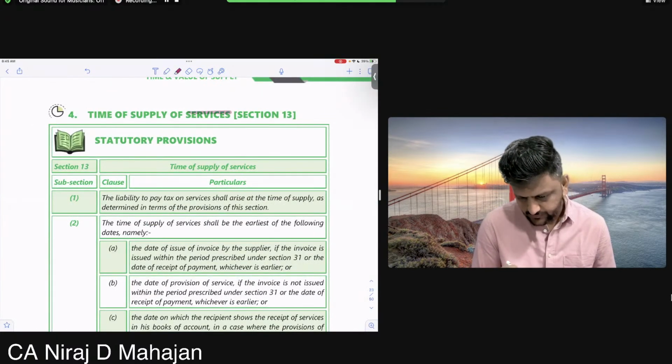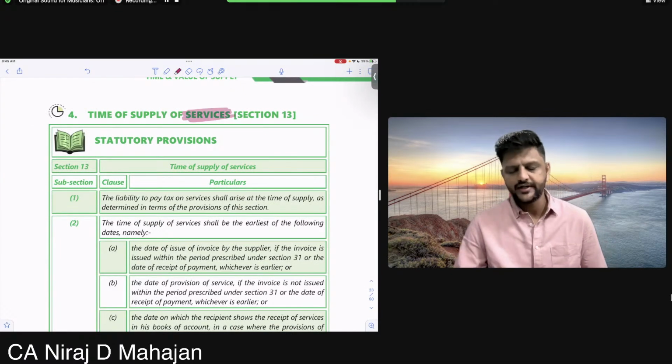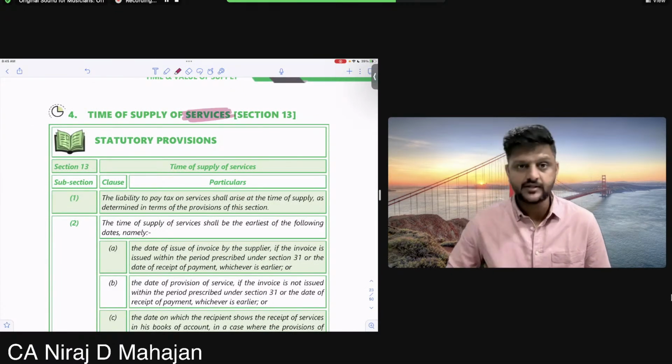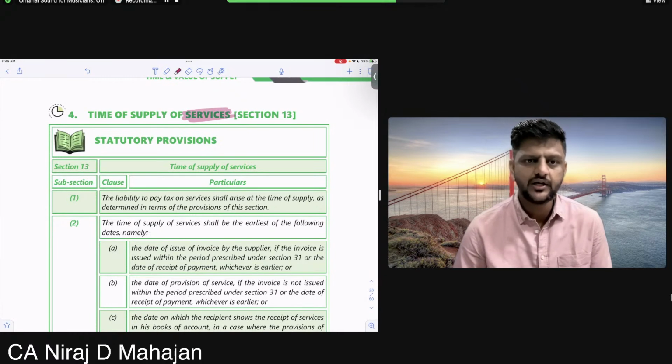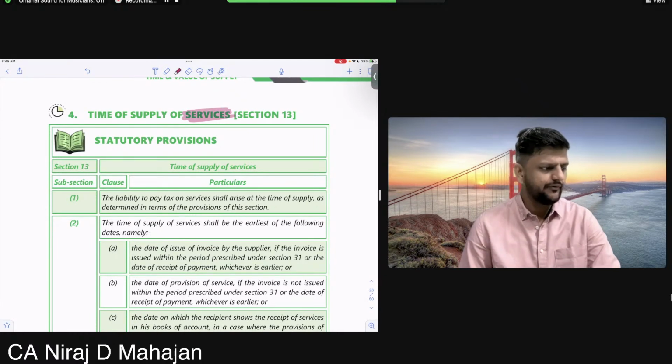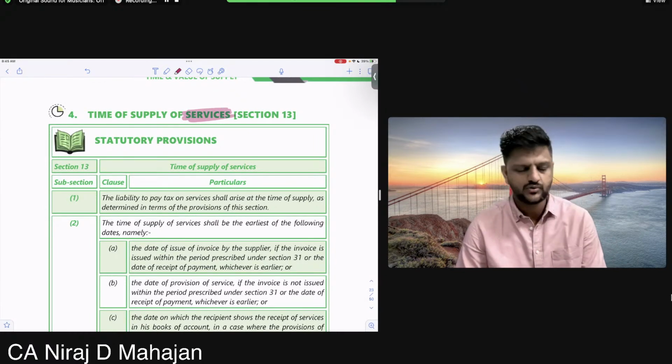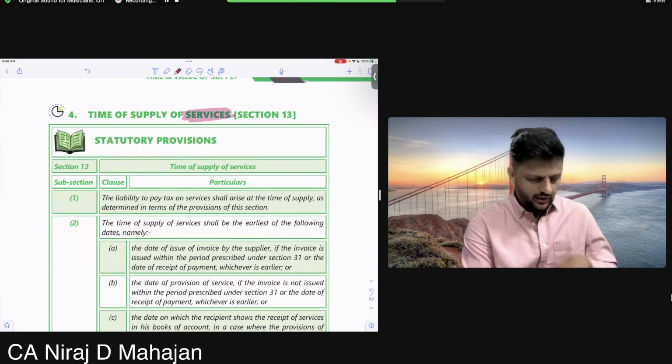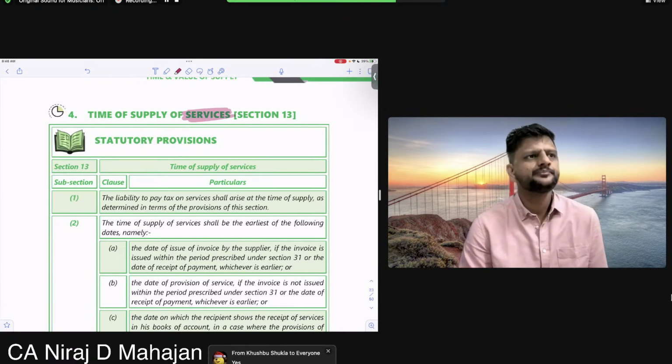Services. Section 13. So 12 was goods, 13 is services. Okay? I hope you're making a list of all the sections. I have told you to leave 2 pages and write down all the section numbers, whatever we have in the syllabus. Alright?